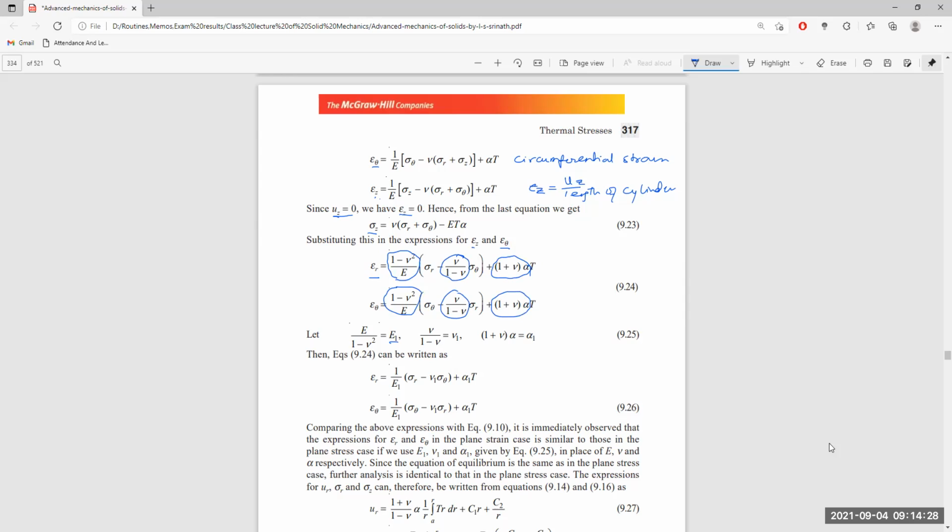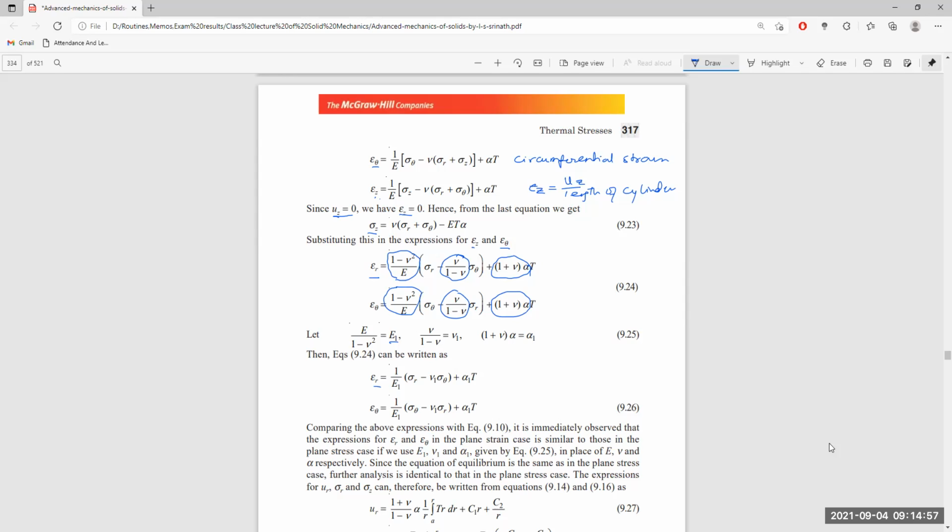So if you put this constant or this expression in these two equations, you will have epsilon r equal to 1 by E1 into (sigma r minus nu1 into sigma theta) plus alpha 1 into t, and epsilon theta is equal to 1 by E1 (sigma theta minus nu1 into sigma r) plus alpha 1 into t.